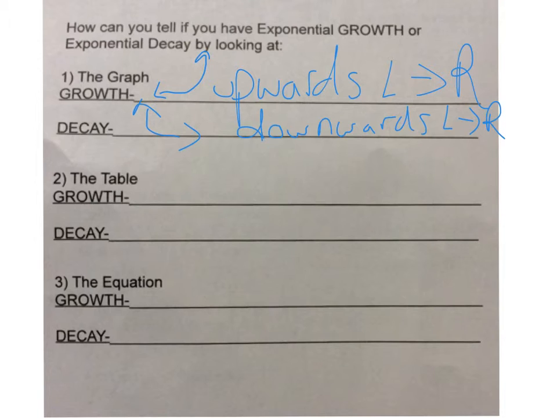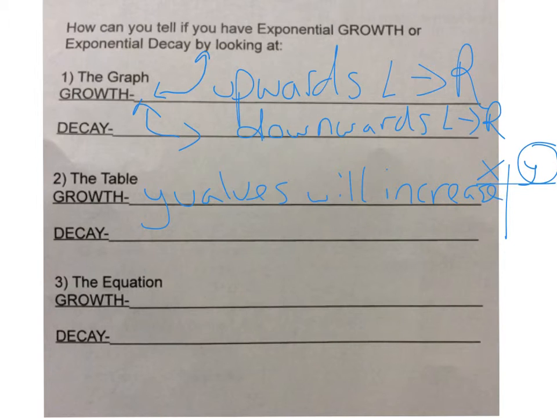What about when you're looking at the table? When we're talking about a table, we're talking about looking at something like this. And you'll know it's growth because the y values will increase. It's growing. And for decay, just the opposite. The y values decrease.